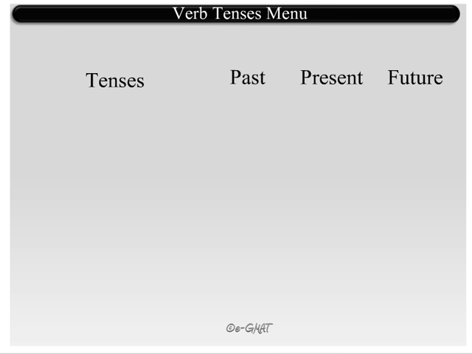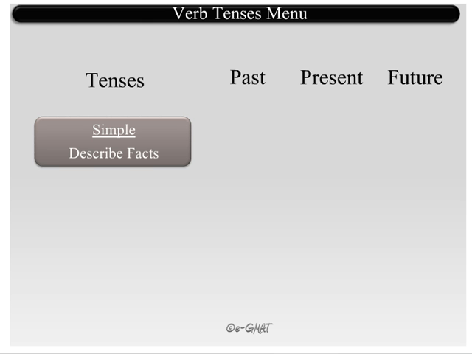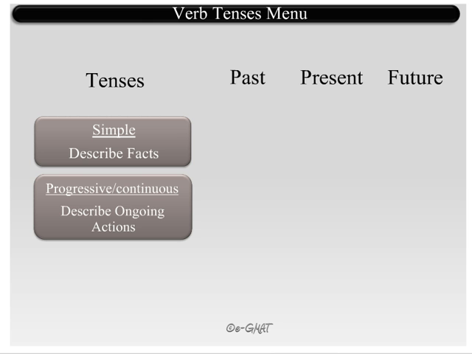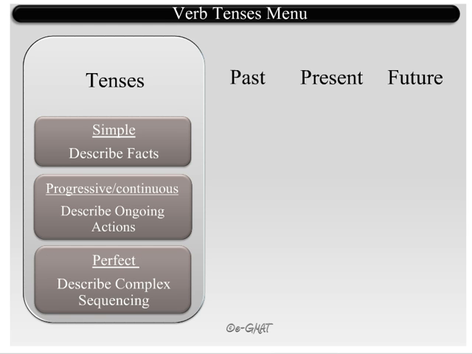Furthermore, there are 3 basic types of tenses. Simple tense is used to express facts. Progressive or continuous tense is used to describe ongoing actions. And finally, perfect tenses are used to describe complex sequencing. Each of these tense types can be used to express the actions in 3 different time frames.